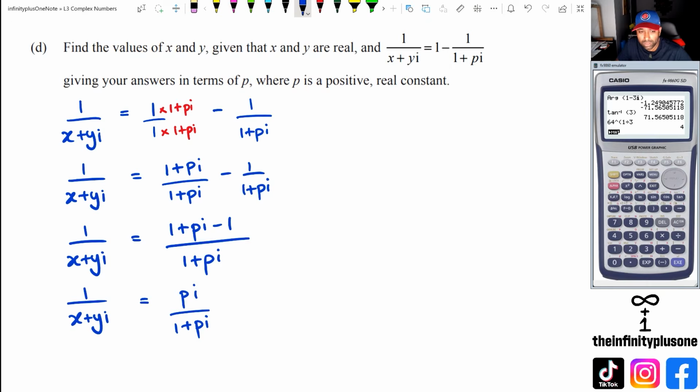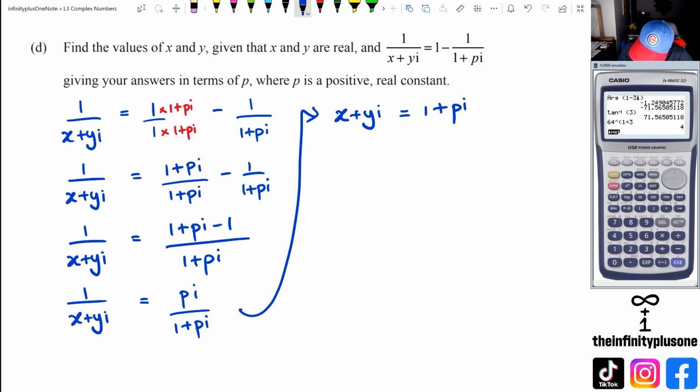Now because we've got one fraction equal to another fraction, we can actually flip the fractions upside down, which means we're going to get x plus yi divided by 1, which I don't need to write anymore, and 1 plus pi over pi. As you can see, I've simply flipped the fractions, because when you have one fraction equal to another fraction, you can just flip the order of them.